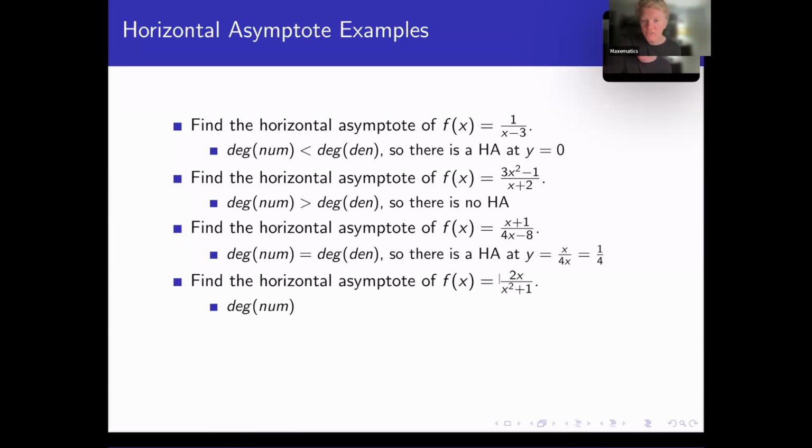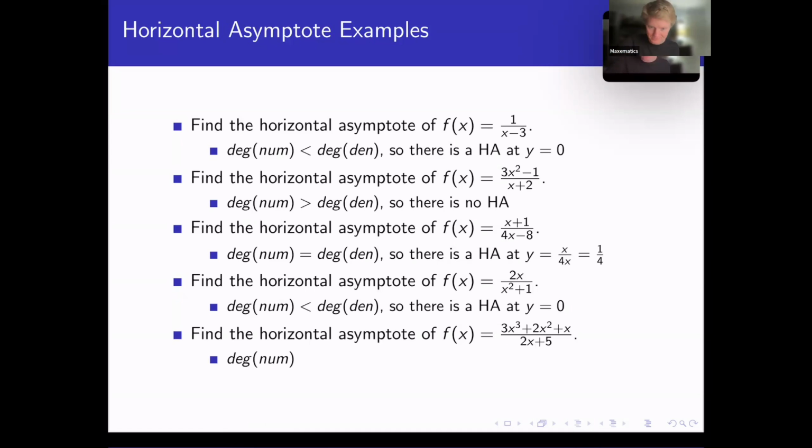All right, horizontal asymptote of 2x over (x squared plus 1). Degree of the numerator is 1 for 2x to the 1. Degree of the denominator is x squared, degree 2. So the numerator is 1, denominator is 2. The degree of the numerator is less than the degree of the denominator. So we have a horizontal asymptote at y equals 0. Right? We're just pulling rules from the last slide.